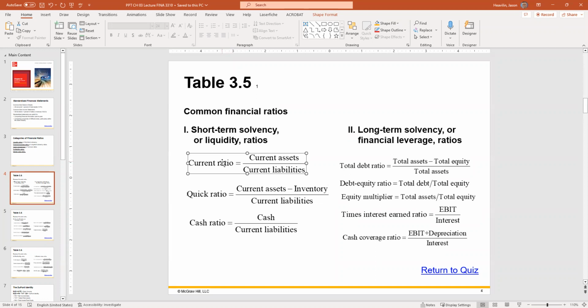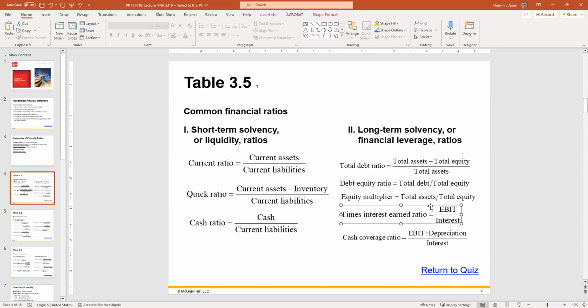Quick ratio is just another form of current ratio, but we don't include inventory because inventory is probably the least liquid one. It's just a little tougher ratio to meet. You've got your cash ratio, total debt ratio, and so forth, and so on. And these are how you calculate them.